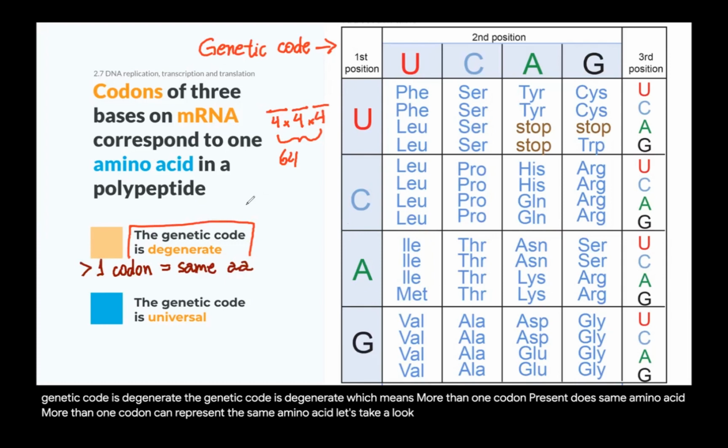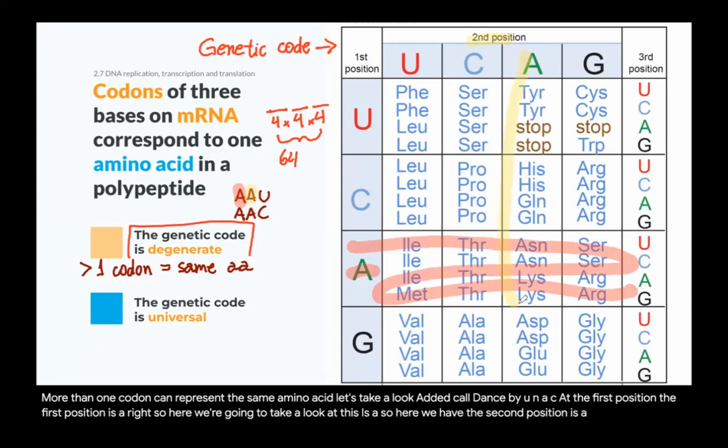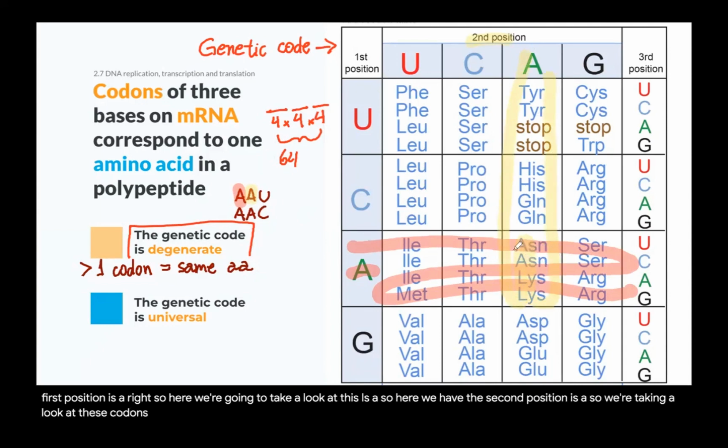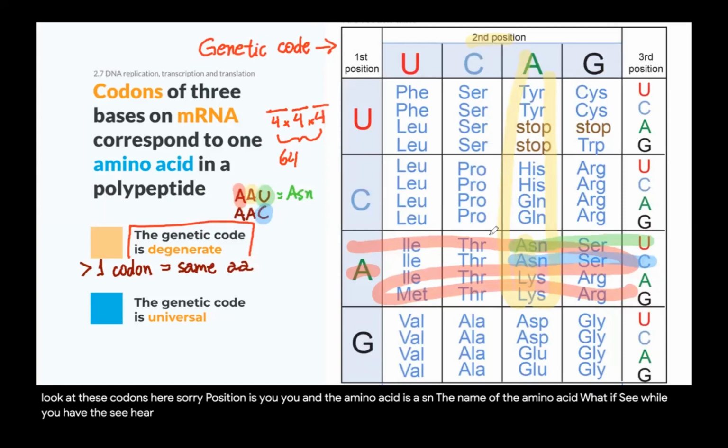Let's take a look at the codons. A, U, and A, C. I'll take a look here at the first position. The first position is A, right? So here, we're going to take a look at this line here. The second position is A. So we're taking a look at these amino acids here. Now the third position is U, and the amino acid is ASN. Do you need to know the name of the amino acid? No. So just write ASN, you're good. Now, what if the third position is a C? Well, you have the C here, and it's still the same amino acid. This is what degenerate means. 2 codons are representing the same amino acid, and that's fine.